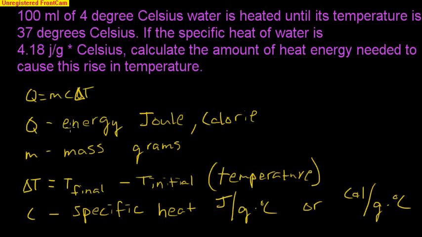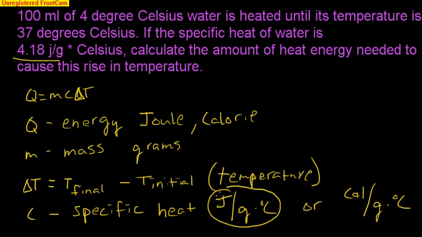Alright, so let's go back up to here. So we were thinking, well, do we use joules or do we use calories? Well, it all depends upon your unit of specific heat. So if we take a quick look at the formula here, it says the specific heat of water is 4.18 joules per gram times degrees Celsius. So this is the unit of specific heat that we're using, joules divided by grams times degrees Celsius.